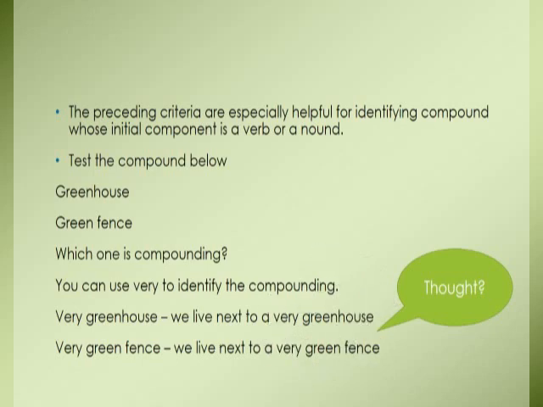I think compounding is easy. In compounding, we also discuss the types because they relate to the meaning. What is actually the meaning of this one? Like greenhouse, the meaning is not a house that is painted green, but an indoor garden, in which the meaning is not taken from those two words. While for green fence, it is a fence that is painted green.